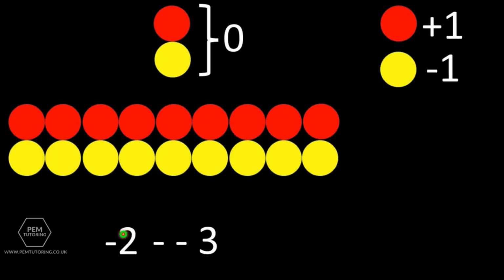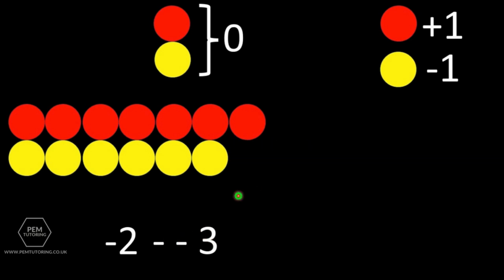If we had -2 minus -3, we take away 2 red counters, and then we take away -3 counters, so we take away 3 yellow ones, and we get that, so this represents 1. We can see 2 negatives here. Whenever we see 2 negatives, that means we're adding. Another way you can see that is you're taking away a negative number, so you're removing the negative number.